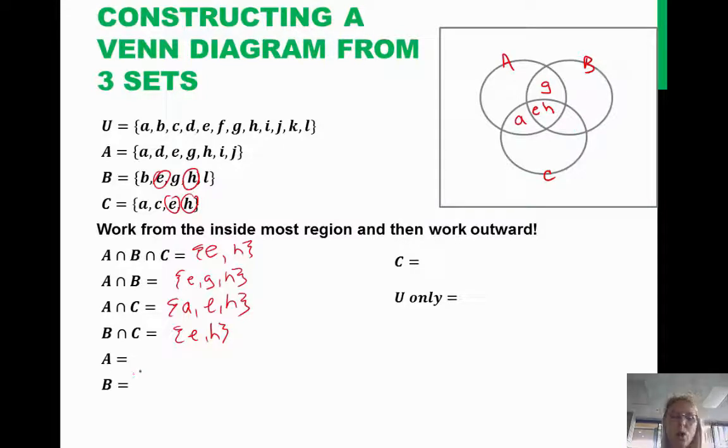Okay, so what is in set A that we didn't already list right here? We already have A, E, H, and G. So I can cross that out, A, E, H, and G, and this is what is left over, D, I, and J. So I'm going to list that right here. So remember, we already have above everything that is in set A.